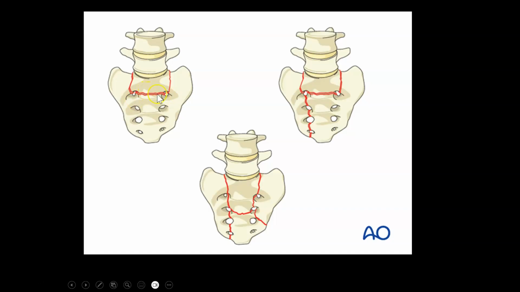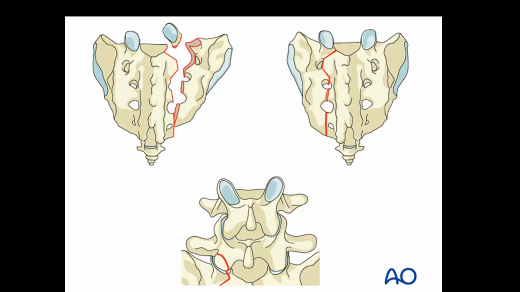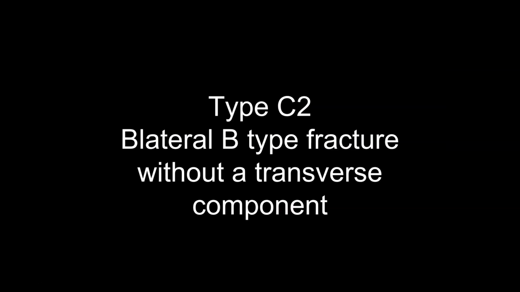It has a vertical and transverse component. Vertical shouldn't be just U like that. Here is a U, here is a U, here is a U. Type 1, unilateral B fracture involving the sacroiliac joint. You see, it is extending to the joint and there is fracture of the articular facet, fracture of the joint. So this is C1. It is like B involving the foramina, but the joint also. Joint involved, it becomes C1.